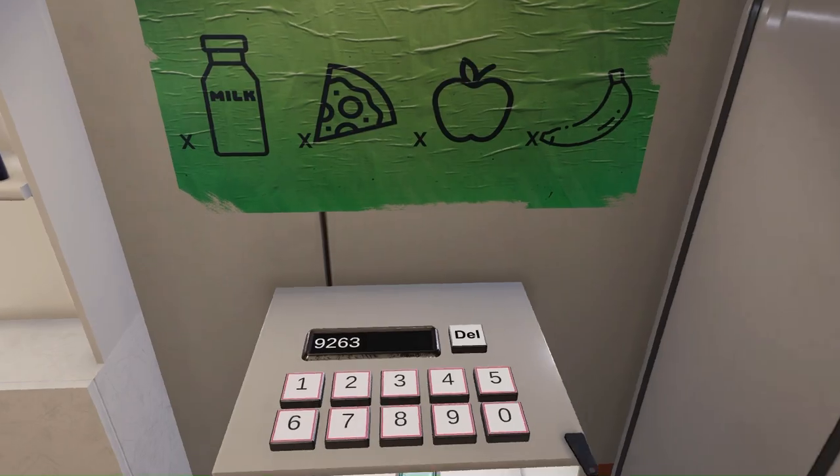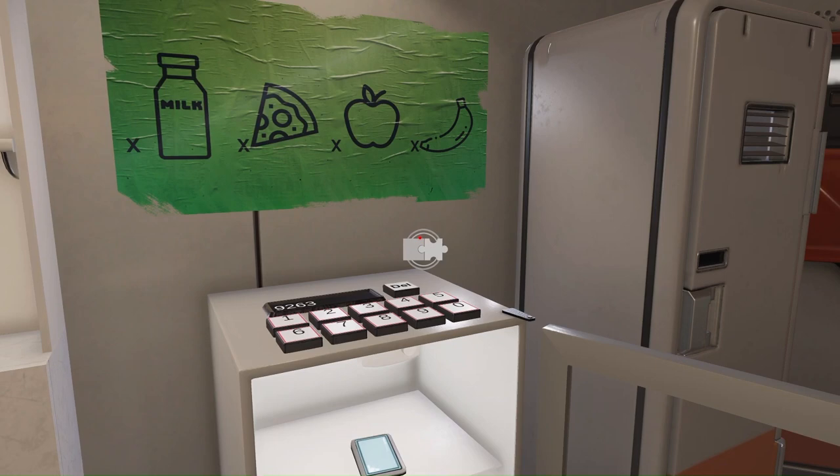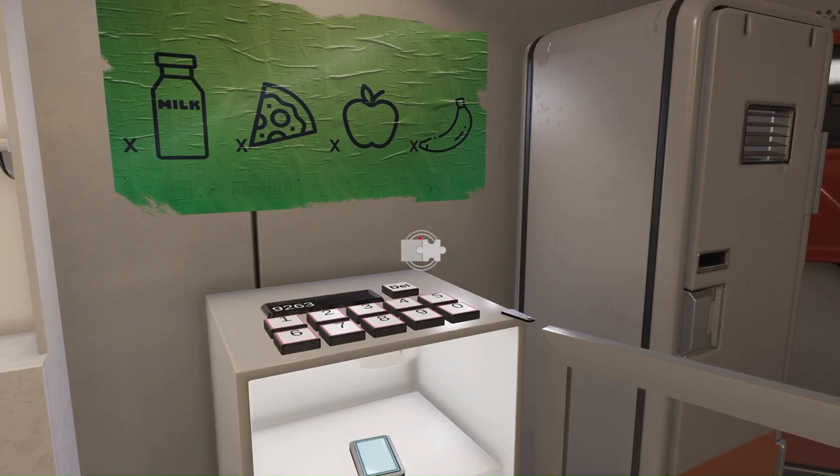See, in hindsight, that only makes it obvious, yeah, but you put the X's, it means a times. Look how small you put it. I was confused why there was a times in front of the milk, to be honest. All I was seeing was a math equation, because it's a puzzle. Not, it's 9 milk, 2 pizzas, 6 apple, and that's the code.